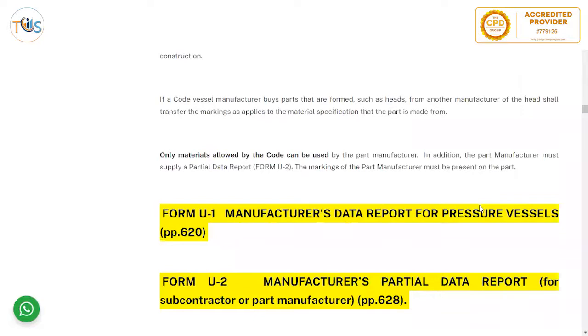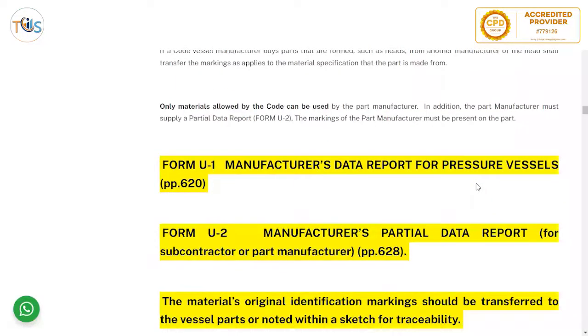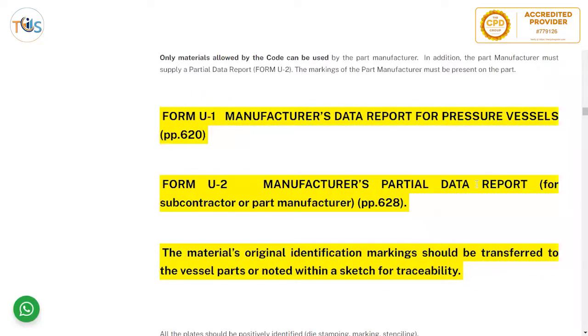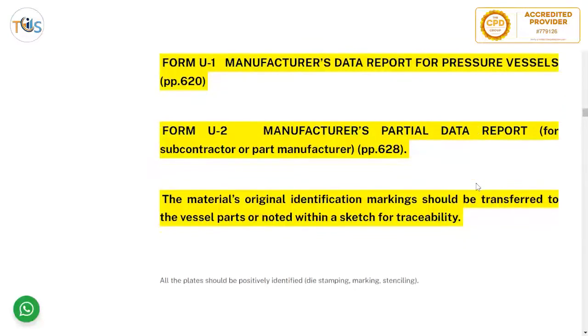If a code vessel is manufactured with parts that are formed by another manufacturer, such as heads, that manufacturer shall transfer the marking as applies to the material specification that the part is made from. So the same rule applies to the subcontractor for different parts of the vessel. Only materials allowed by the code can be used by the part manufacturer. In addition, the part manufacturer must supply a partial data report, Form U2, and the marking of the part manufacturer must be present on the part.